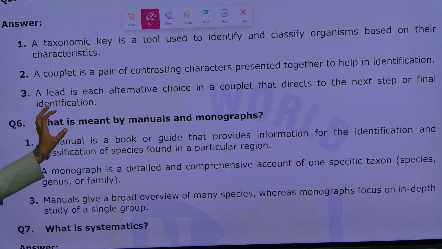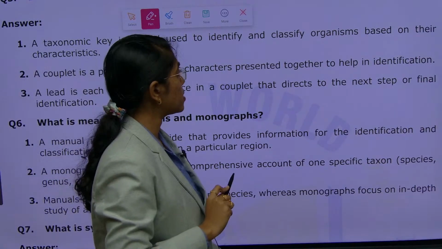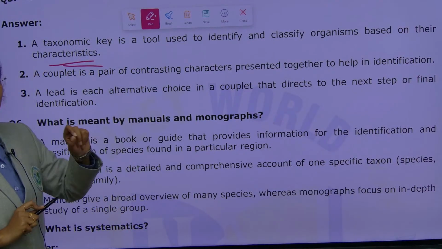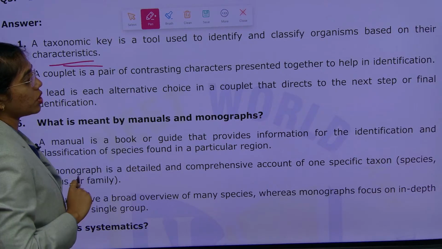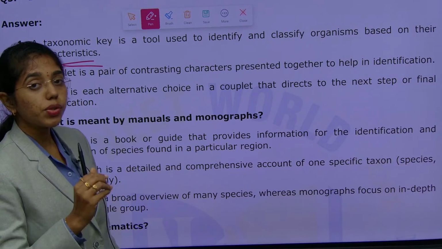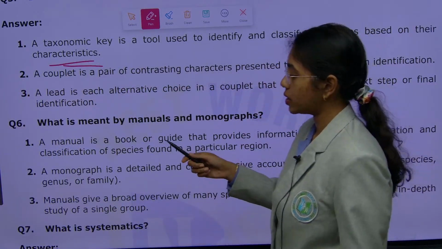What is a key? A taxonomic key is used to identify and classify organisms based on their characteristics. What is a couplet? A pair of contrasting statements or contrasting characters that are presented, which help in easy identification of the organisms.